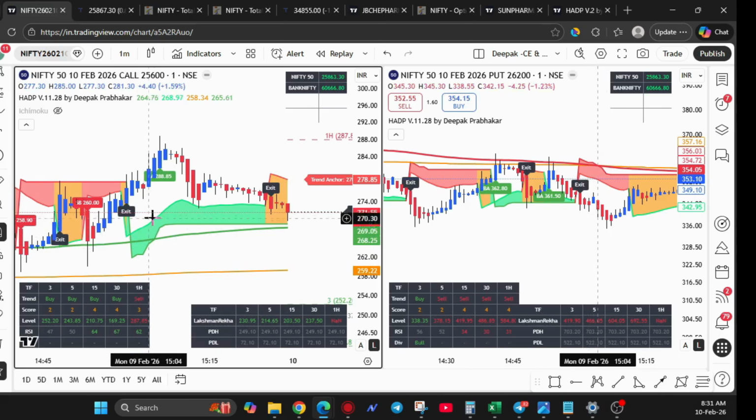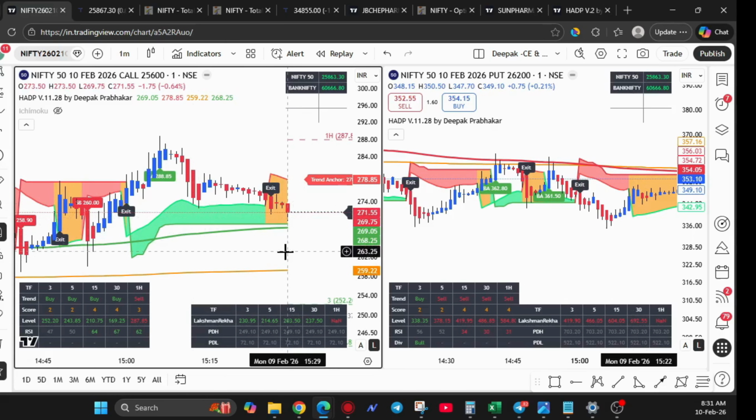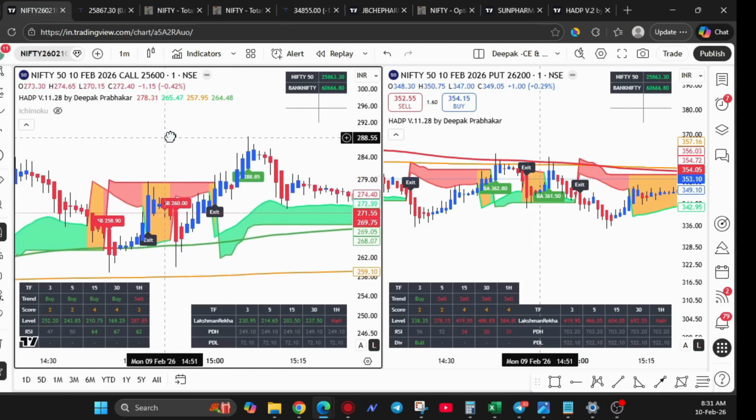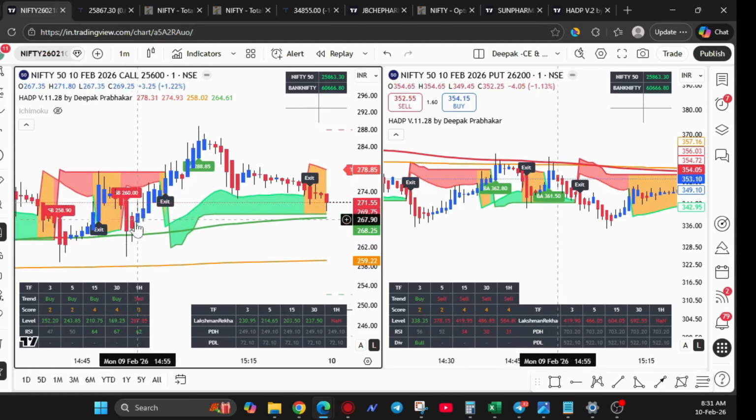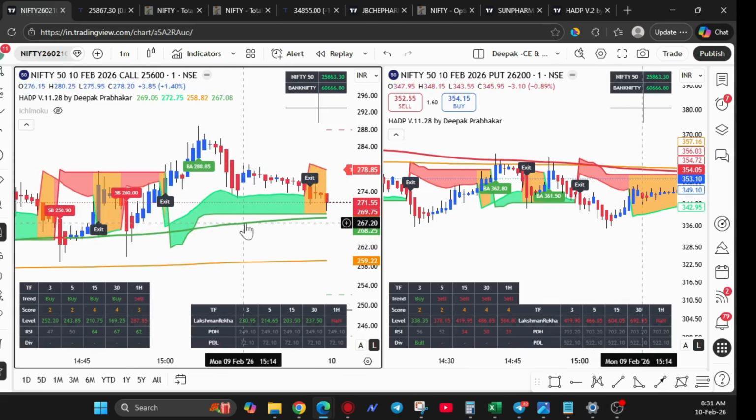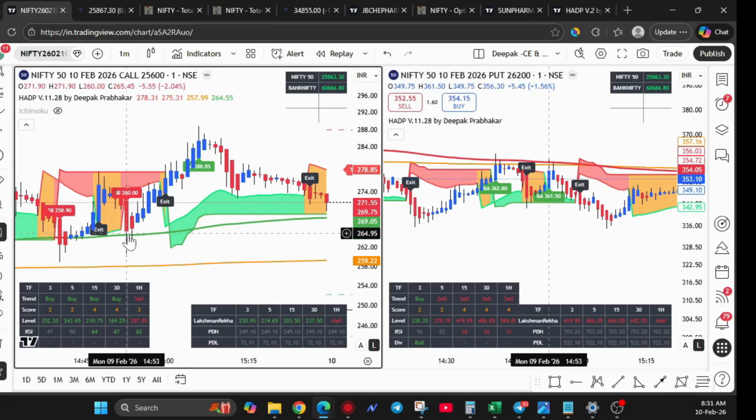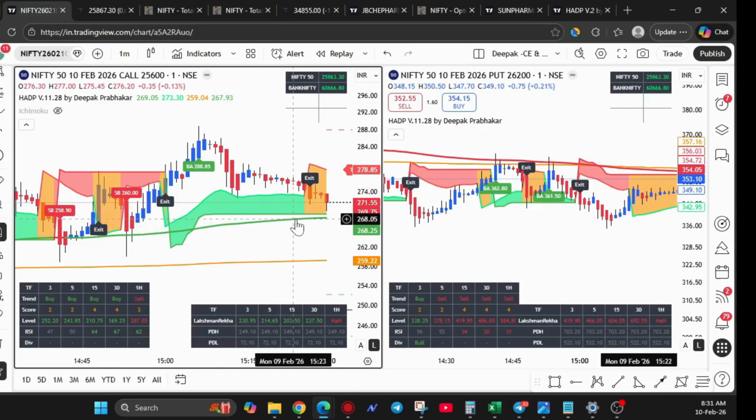There is a green cloud that you are seeing here. So the trend is positive above the cloud, and once the candles close below, the trend changes to negative. Okay, now that is the importance of the trend. And the second part is there is a green line that you are seeing. This is called the Lakshman Rekha line. Now this Lakshman Rekha is actually a long term trend for that particular time frame.